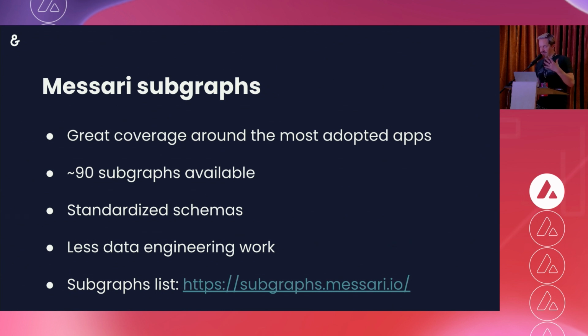So we have great coverage around the most adopted apps. It's really the most important ones that are there. There are more than 90 subgraphs already finished, and 300 are in the making. The schemas are standardized. For lending protocols, for example, it's always the same schema. So we can send the same query to different subgraphs that then give us comparable data about these protocols. And in the end, we don't even need to write these subgraphs. They're already written by the Messari team. We can just use them, right? There's a cool list of these subgraphs.